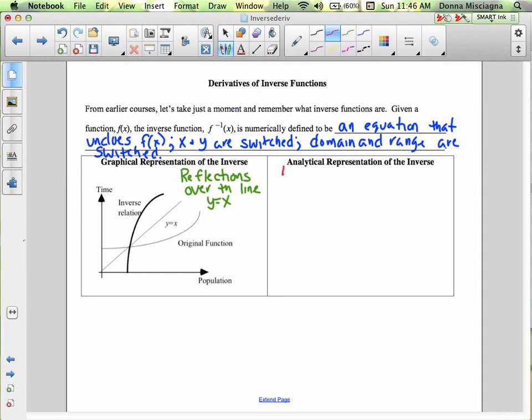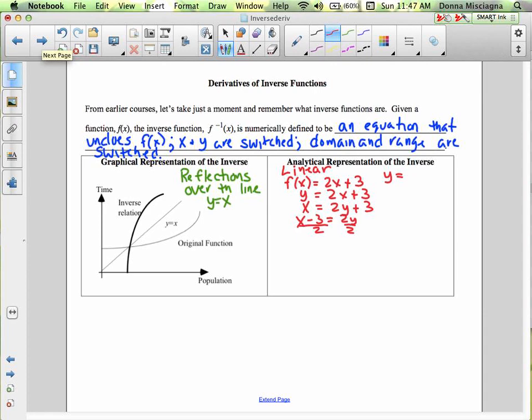So let's start with a linear example. I'm going to use the function f of x equals 2x plus 3. Our first step is to change that f of x to a y. So y equals 2x plus 3, and then we switch the x and y. So we have x equals 2y plus 3, and then we're going to solve for y. Right? So I would subtract the 3, so I have x minus 3 equals 2y, and then divide both sides by 2. Right? So that would give me, I'm going to flip the sides.